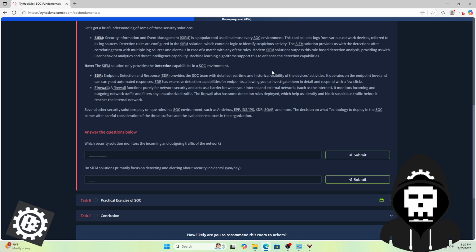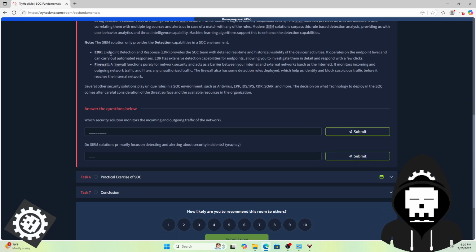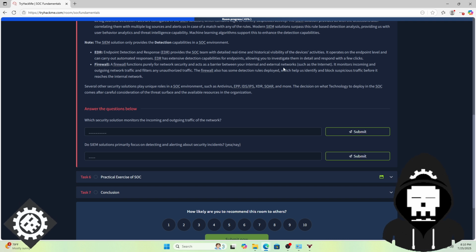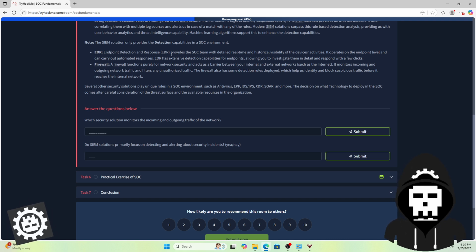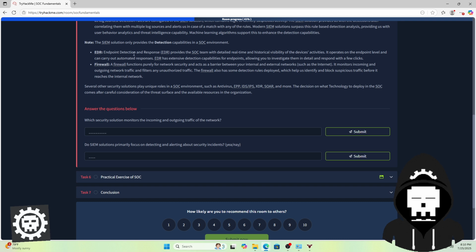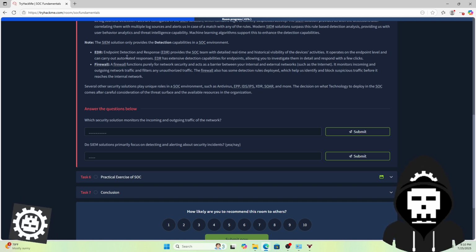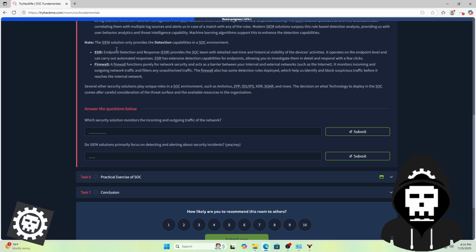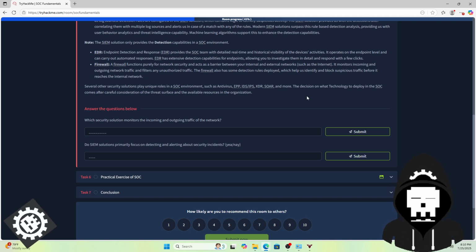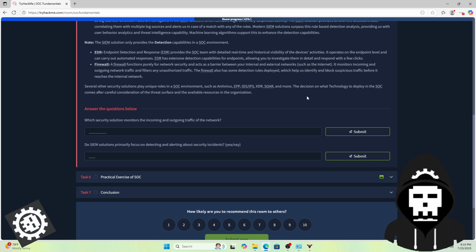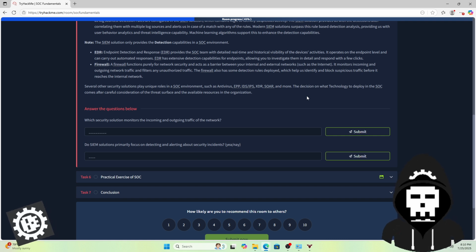But anyway, EDR, you might hear this one a lot. It is endpoint detection and response, and there are a ton of vendors out there for that as well. Rapid7, CrowdStrike, and SentinelOne are kind of popular. Microsoft Defender, not the basic Defender that you get on your actual computer, there's a more advanced one, and that is this EDR. It provides the SOC team with detailed real-time and historical visibility of the device's activity. It operates on the endpoint level and can carry out automated processes. EDR has extensive detection capabilities for endpoints, allowing you to investigate them in detail and respond with a few clicks.